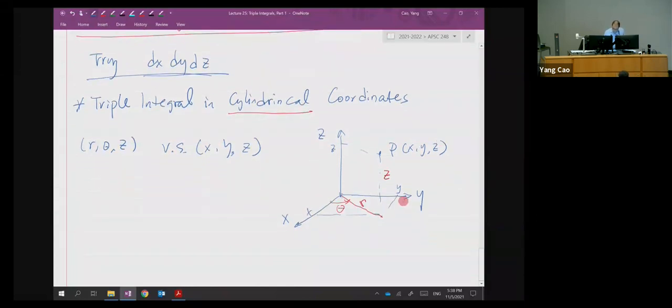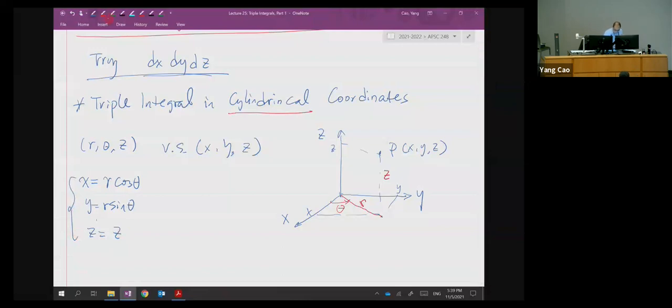Now, apparently, you can write down the relationship. Right? So X is equal to R cosine theta, and Y equal to R sine theta. And these 2 together, that's essentially your polar coordinates. Right? And now Z, you're not changing it. Z is still the same as Z. So the relationship between Cartesian and cylindrical essentially is this.